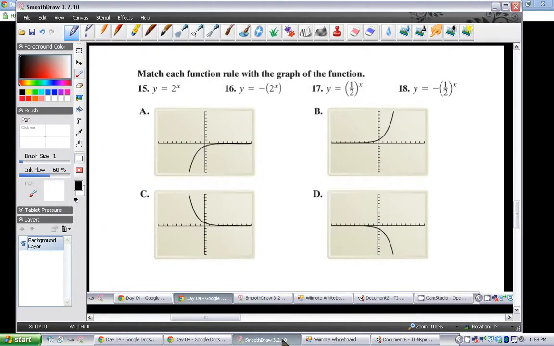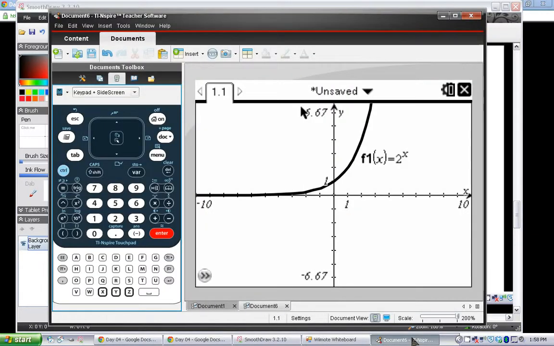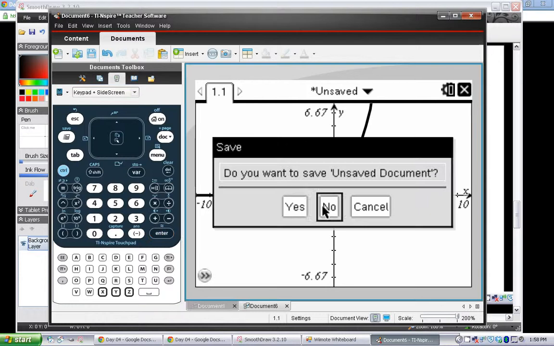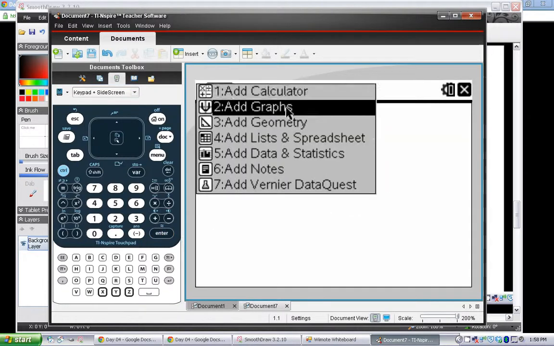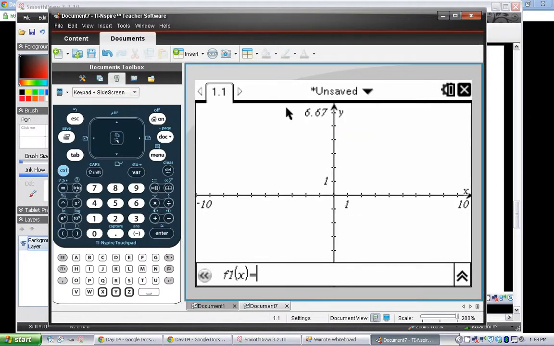And so 2 raised to the x starts at the x-axis and then increases greatly, which means that looks like B. So 15 is B. The opposite of 2 to the x, starting at the x-axis but not increasing but decreasing, would be D. And then we have to figure out which of these, 17 and 18, is A and C. Let's graph 17 in our calculator, and then we can see where it goes from there.